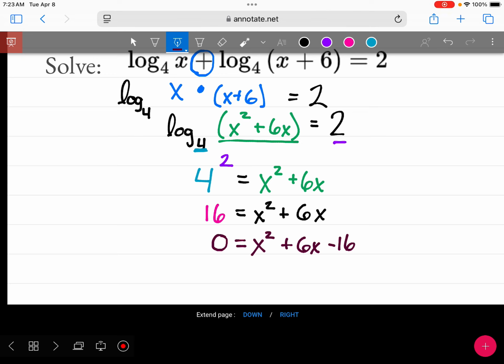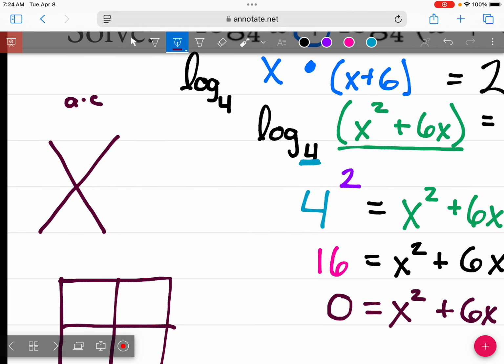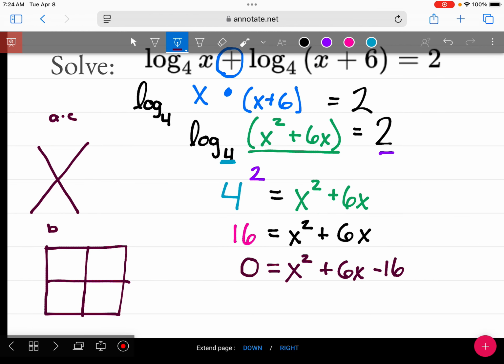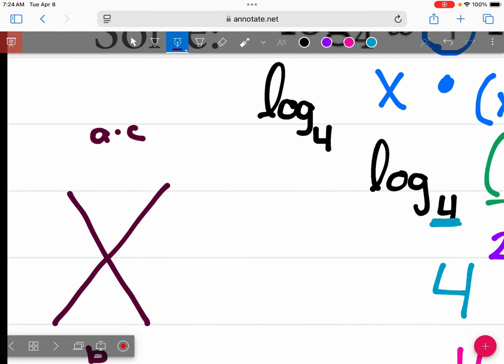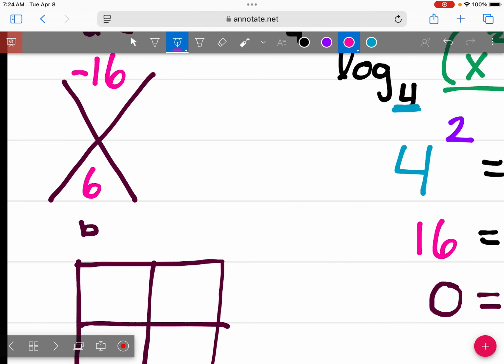Does this factor? Let's check. We want to see if we can find a pair of numbers that multiplies to our a times c, adds to our b. I don't like the way it's close together, but that's all right. Our a is the number in front of the x squared, so it's 1. Our c is the minus 16, so we have a negative 16 up here. Our b is the center value, so that's our positive 6. Is there a set of numbers that multiplies to make negative 16 and adds to make a positive 6?